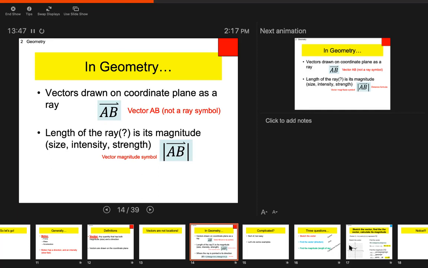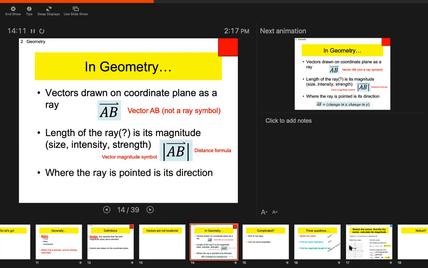So if you're looking at the book right now, when you see the little arrow, the length of that arrow from where it starts to where it finishes is its magnitude. You're going to use the distance formula, and that's going to be its magnitude. So you're going to use the distance formula to do the calculation. They're going to ask you, what's the magnitude of the vector? Well, you're going to have to use the distance formula.